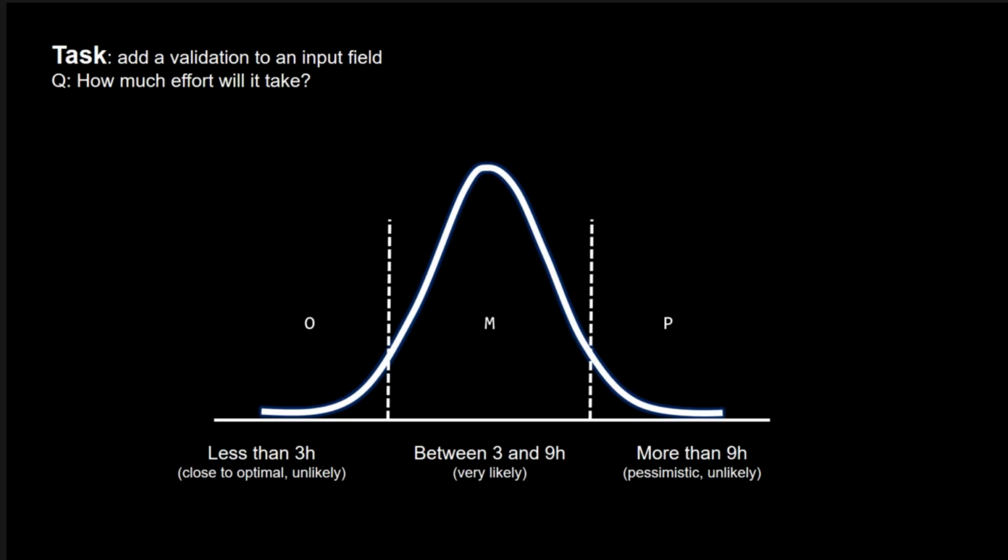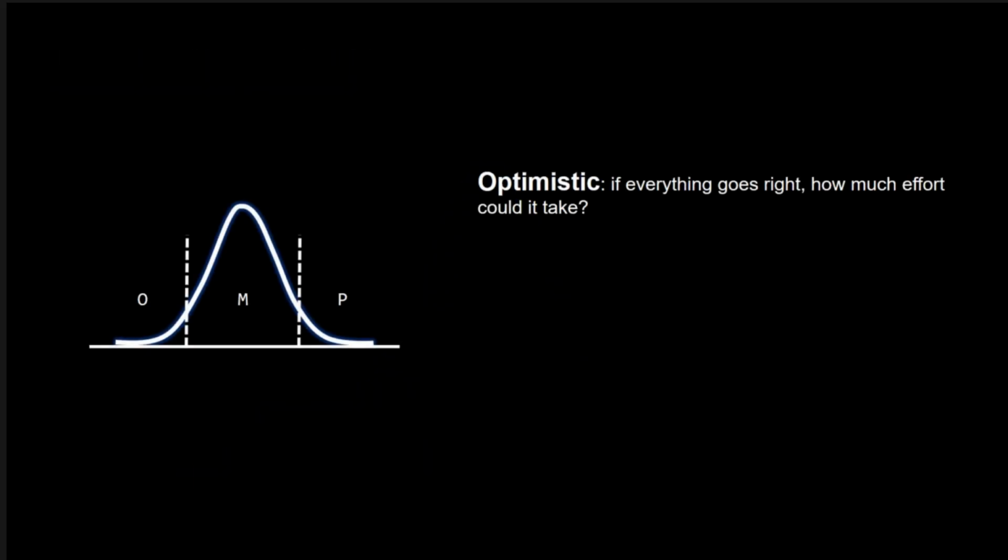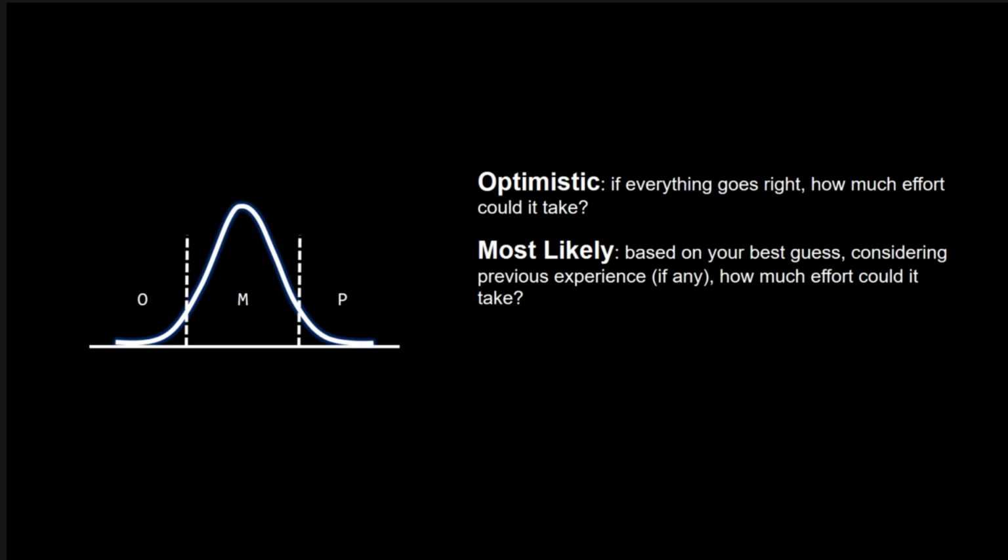Let's recap the 3 ideas we just laid out. To be able to estimate with PERT, we need to determine 3 things. The optimistic estimate: if everything goes right, how much effort could it take? The most likely estimate: based on the developer's best judgment and considering previous experience, if any, how much effort could it take? And the pessimistic estimate: if everything goes wrong, how much effort could it take?